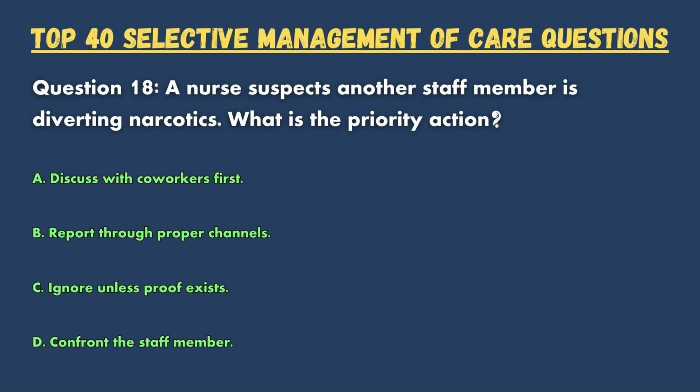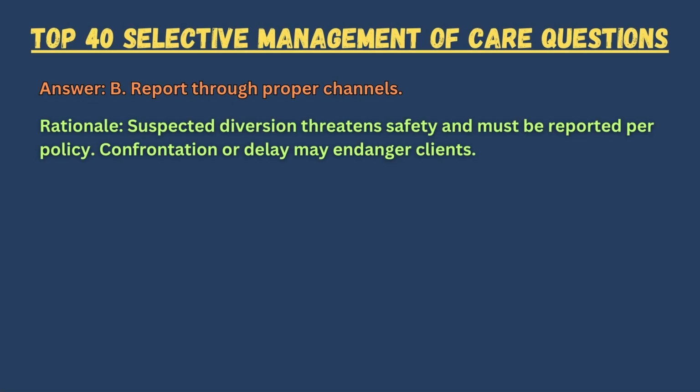Question 18. A nurse suspects another staff member is diverting narcotics. What is the priority action? A. Discuss with coworkers first. B. Report through proper channels. C. Ignore unless proof exists. D. Confront the staff member. Answer. B. Report through proper channels. Rationale. Suspected diversion threatens safety and must be reported per policy. Confrontation or delay may endanger clients.